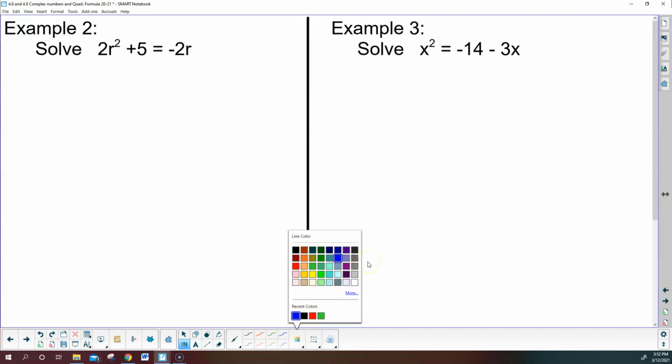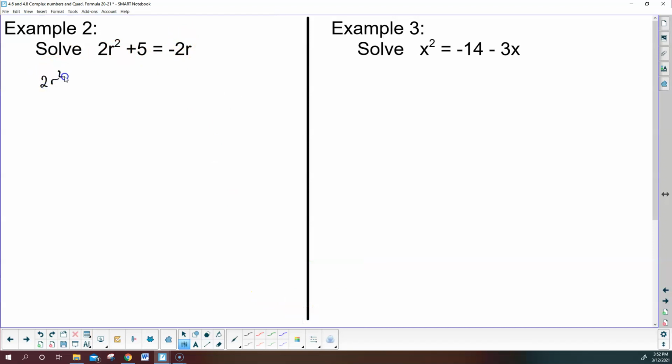All right, now that you had a chance to try it, we're going to go through this, and just so you can check your work, I'm going to go through it fairly quickly. I'm going to add the 2 over to the other side. Now, here's a hint. I know that this is not factorable because 2 times 5 is 10, and there are no factors of 10 that add up to give me 2. So I know it's not factorable, which means right away I'm going to take the A value is 2, the B value is 2, and the C value is 5. And we're going to plug those right into the quadratic formula.